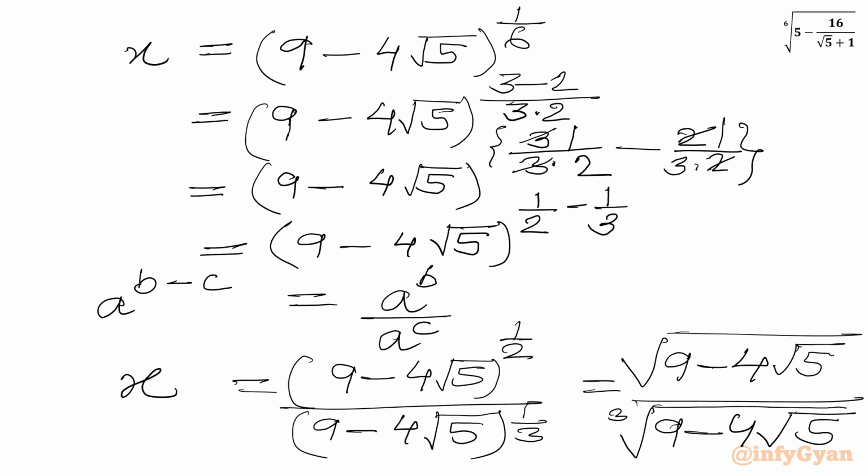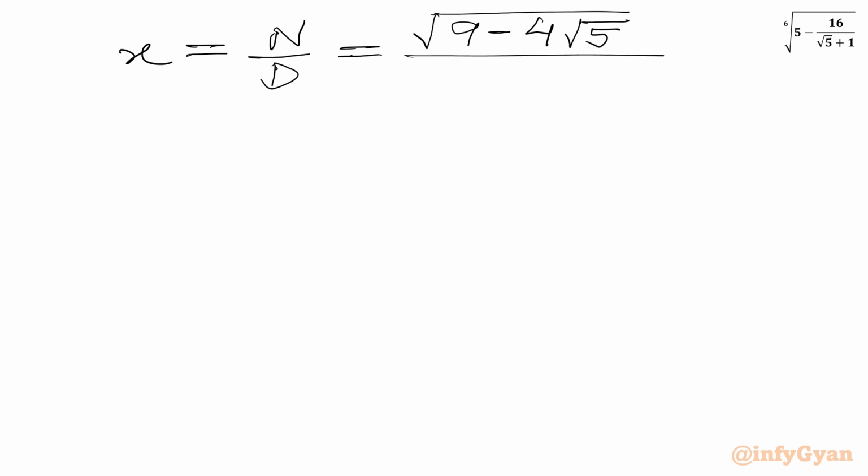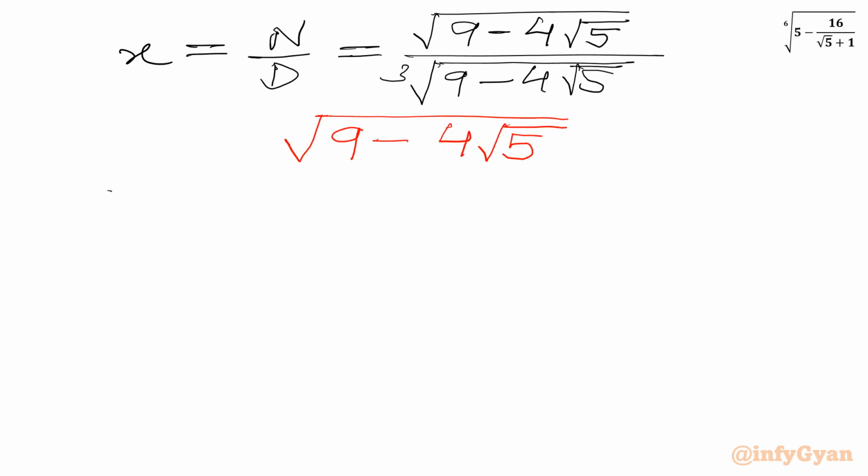Now we have to calculate numerator and denominator separately. Let's begin with numerator. So I will write x equal to n over d equal to square root 9 minus 4 root 5 over cube root 9 minus 4 square root 5. Let's find out numerator first. So I can write square root of 9 as 5 plus 4. Then we have negative 4 root 5.